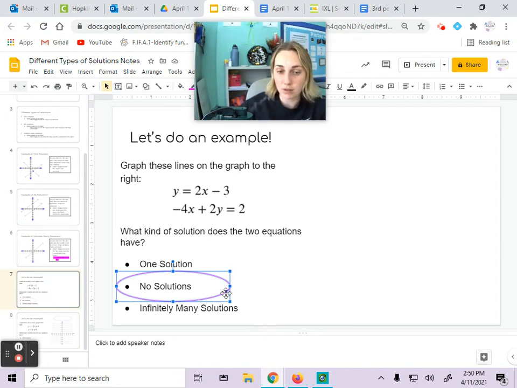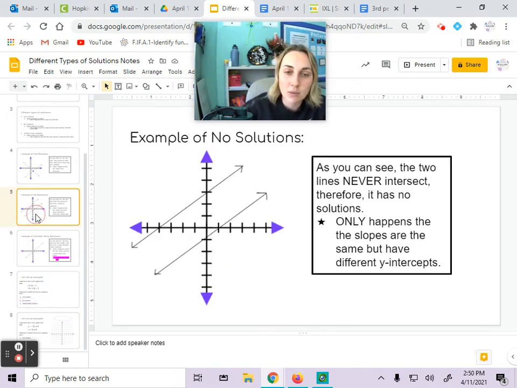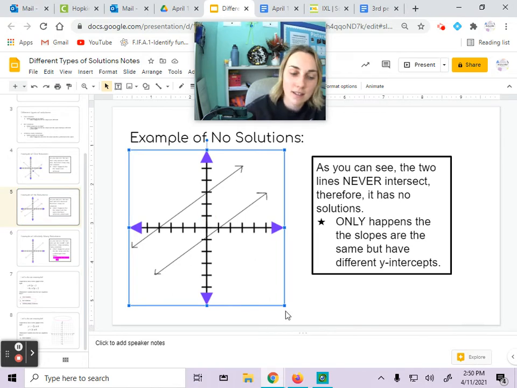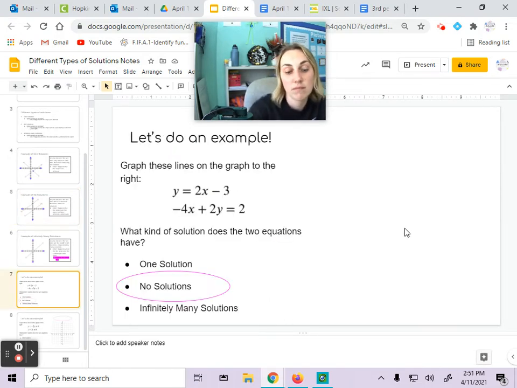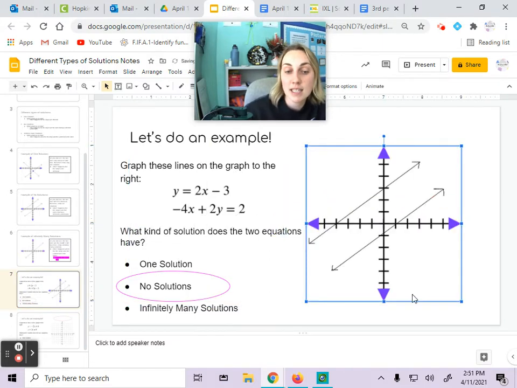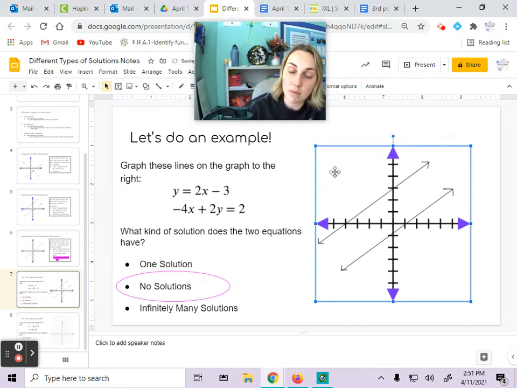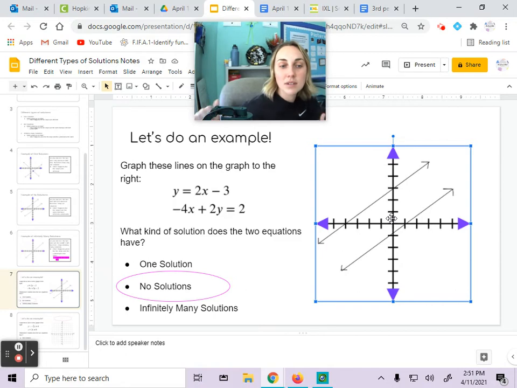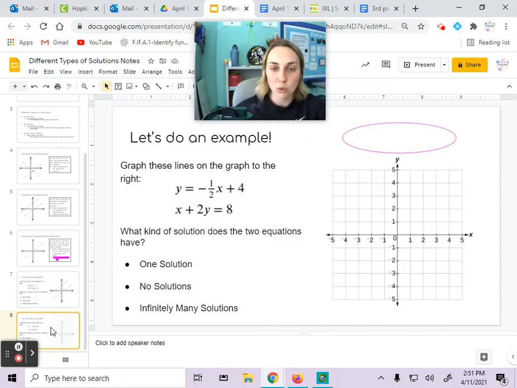So what I'm going to do, if I was a student, is right here, I'm going to click this. I'm going to copy it. I'm going to paste it over here. This would be an example of no solutions. So therefore, this would be an example of a no solutions graph. So I'm going to copy and paste it right here. They both have the same slope, but different y-intercepts. Therefore, they're going to be parallel lines that are never going to meet. Therefore, no solutions.